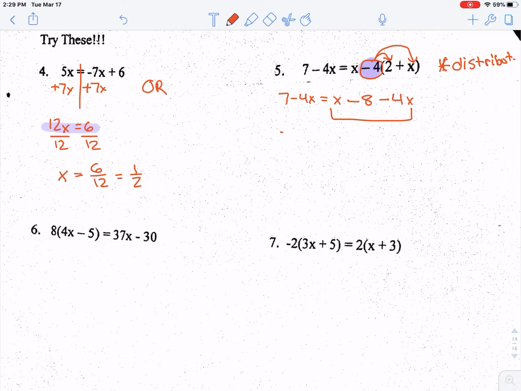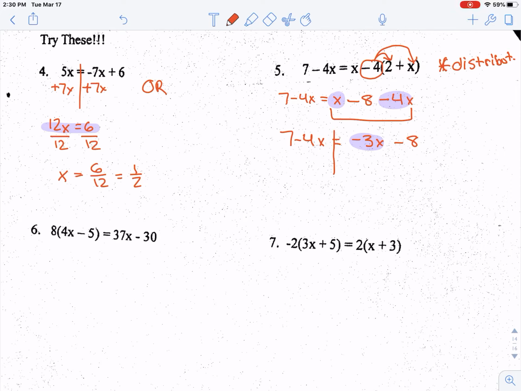We can combine some like terms. So we get 7 minus 4x still on our left, and we get x, and here I'll put it in color, x and negative 4x. We can combine those, and we would get negative 3x. Hopefully you all see that there. And now we still have our minus 8.